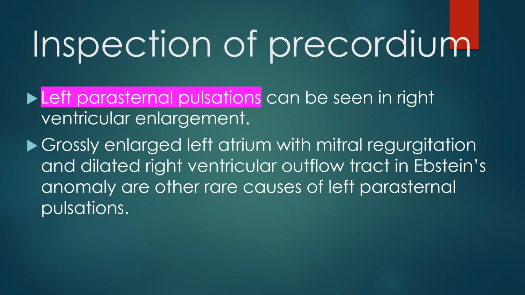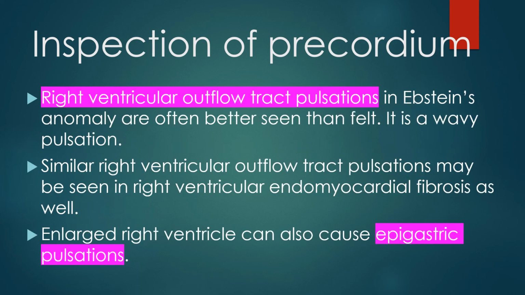Left parasternal pulsations can be seen in right ventricular enlargement. Grossly enlarged left atrium with mitral regurgitation and dilated right ventricular outflow tract in Epstein's anomaly are other rare causes of left parasternal pulsations. Right ventricular outflow tract pulsations in Epstein's anomaly are often better seen than felt. It is a wavy pulsation. Similar right ventricular outflow tract pulsations may be seen in right ventricular endomyocardial fibrosis as well. Enlarged right ventricle can cause epigastric pulsations.